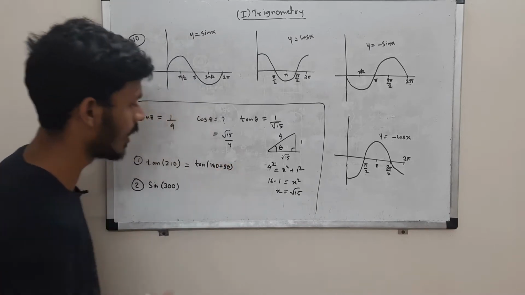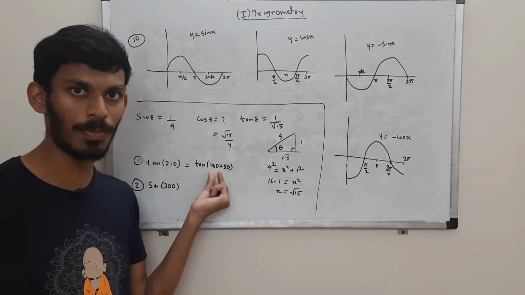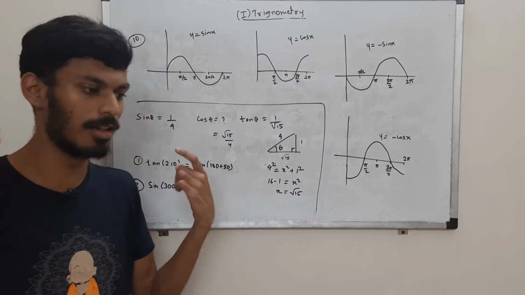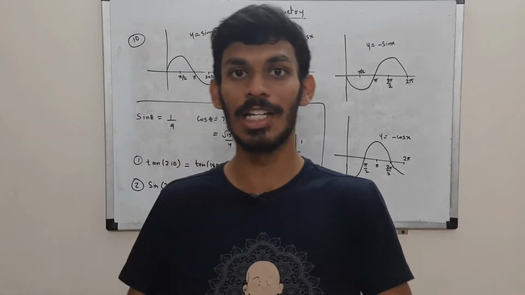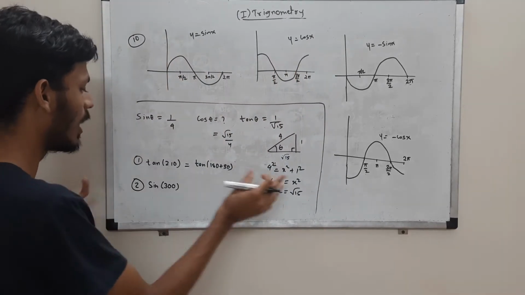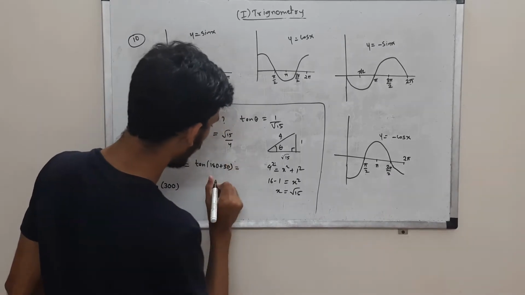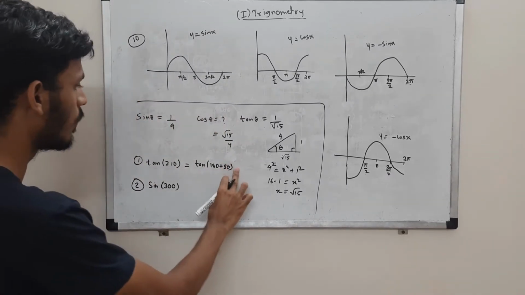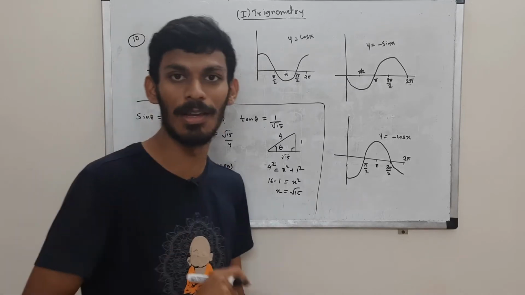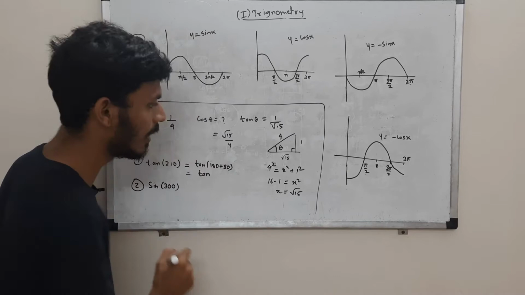Okay, why am I writing like this? Because either here I want a multiple of pi or pi/2, 180 or 90. Then only I can decide whether the ratio will change or will it remain the same, right? So that is the logic that I'm using. So I'm splitting it as 180 plus 30. Okay, so for tan of 180, the ratio remains the same. Okay, ratio does not change. So tan will remain tan, with 180 plus 30.